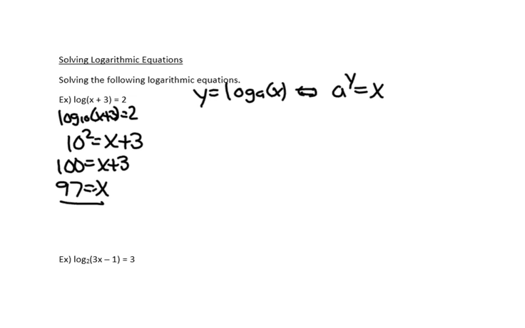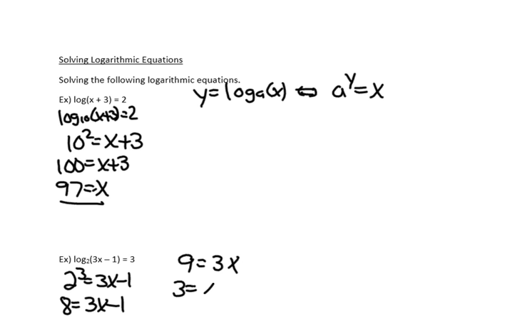All right, so let's take a look at one other logarithmic equation. So again, I can rewrite this as an exponential equation. That would be 2 cubed equal to 3x minus 1. 2 cubed is 8. Okay. So I'm going to add 1 and then divide by 3. So I could check this. 3 times 3 is 9, minus 1 is 8, and I do know 2 to the third power is equal to 8. In the next video, we'll talk about solving more of these logarithmic equations.